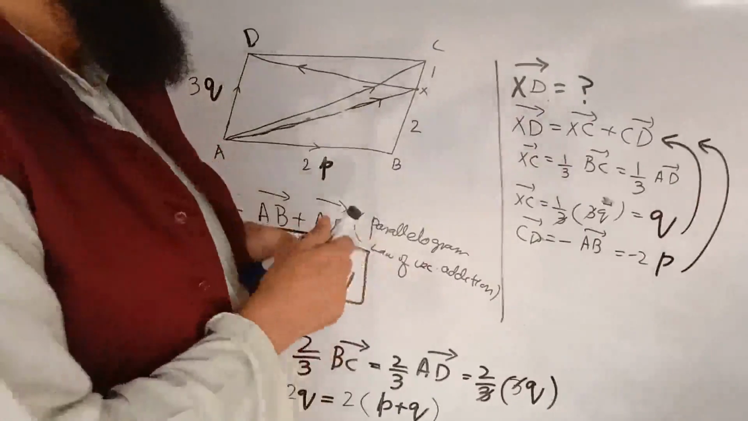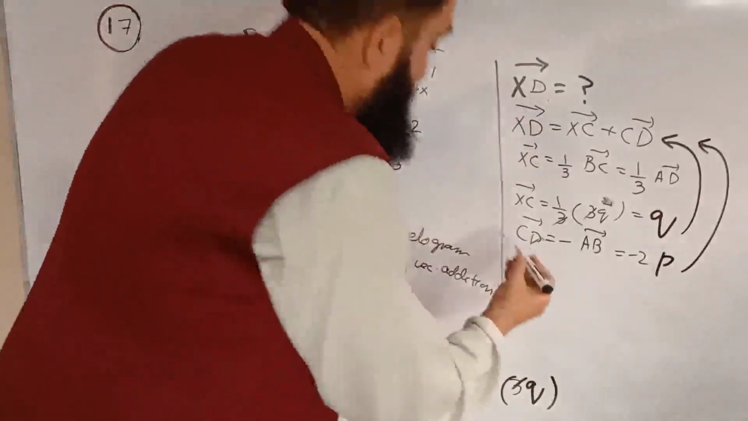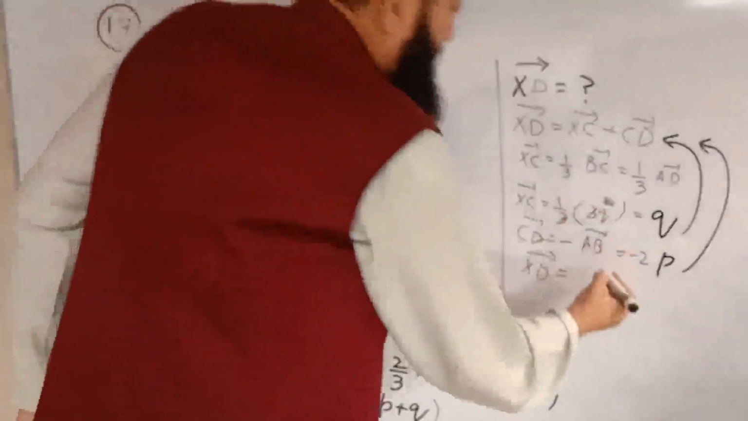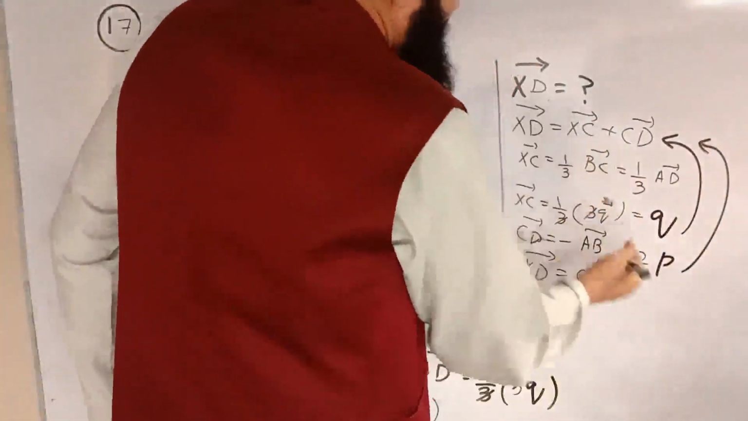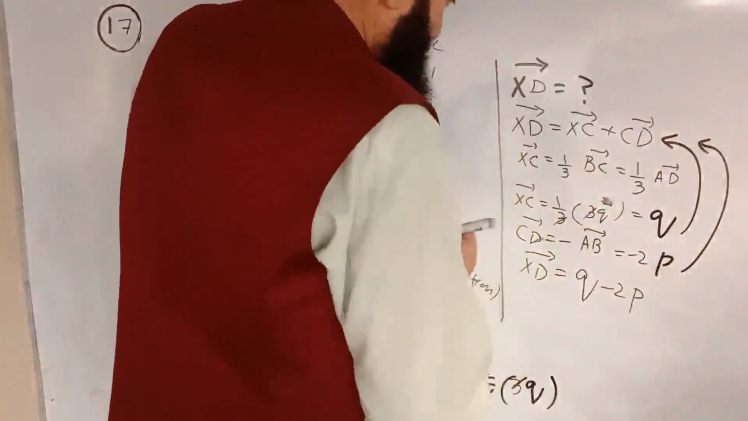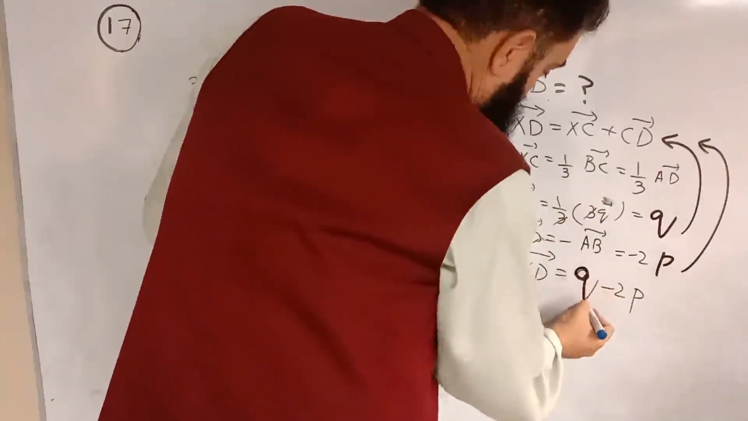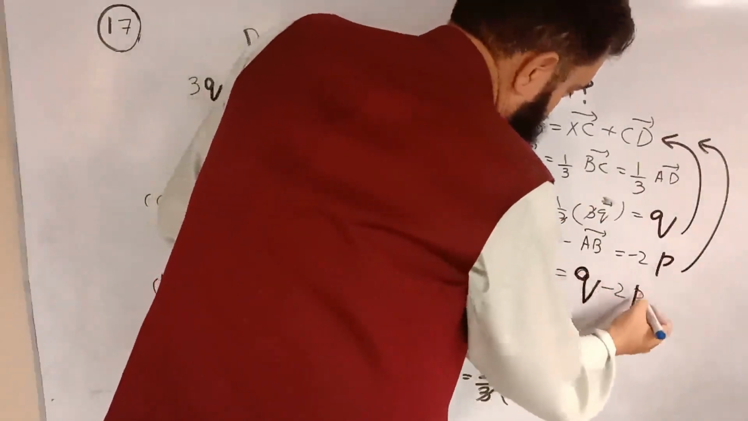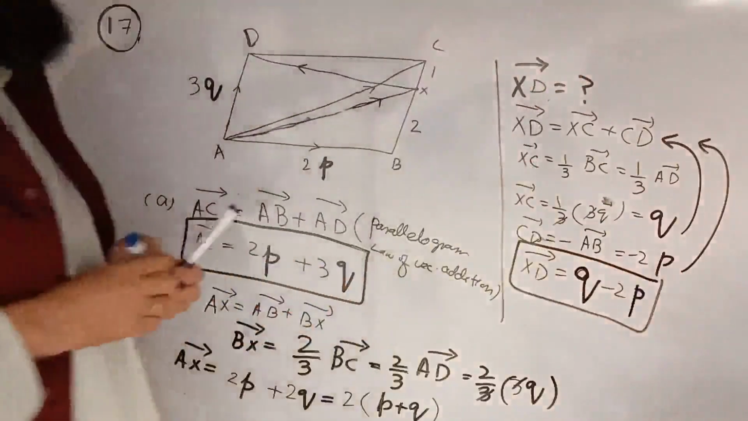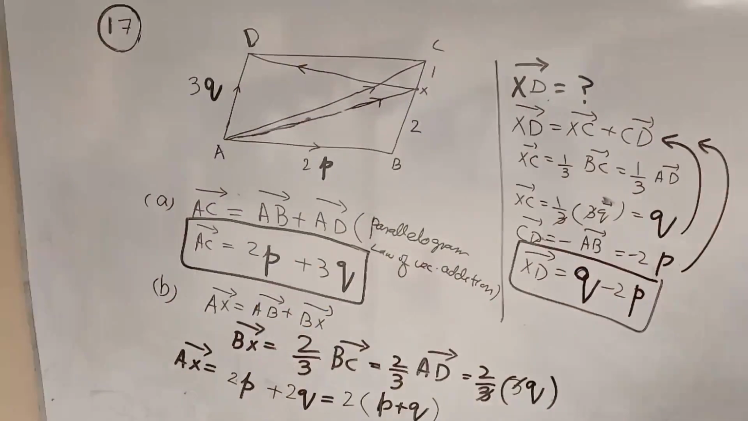Put these two values here, XC and CD. So XD will become, XC is Q, CD is minus 2P. So the answer will be Q minus 2P, and this is the answer of XD. So XD is equal to Q minus 2P. So this is how you solve the paper 1 questions about the vectors.